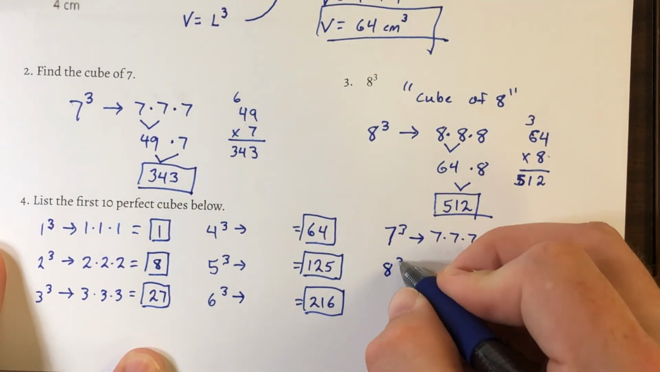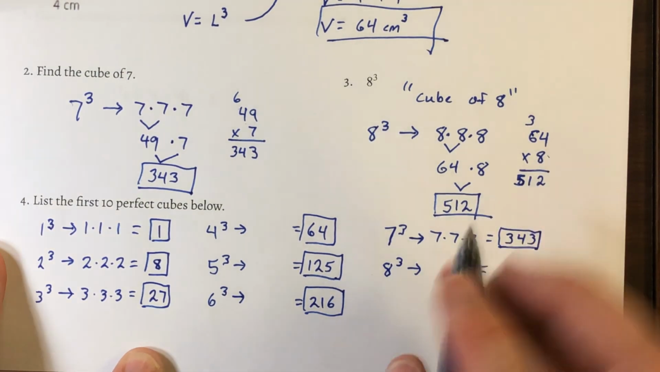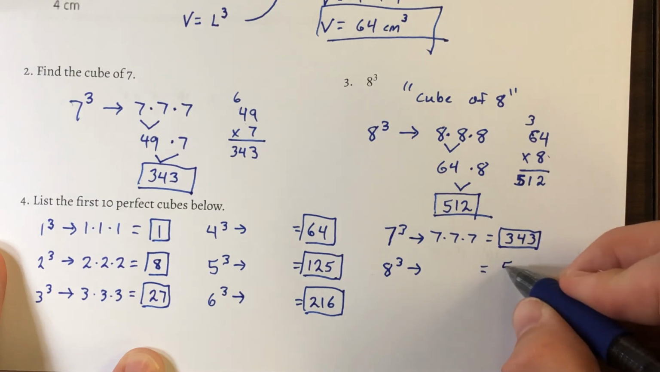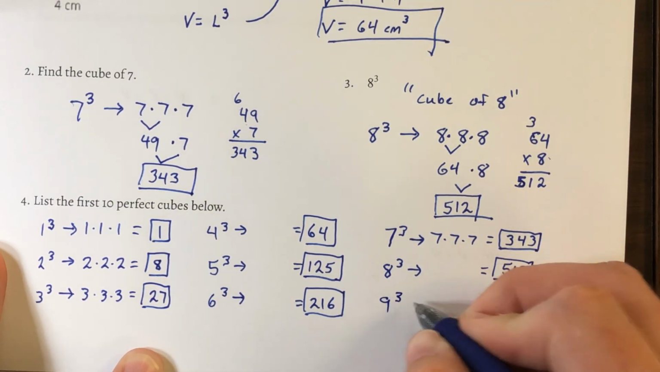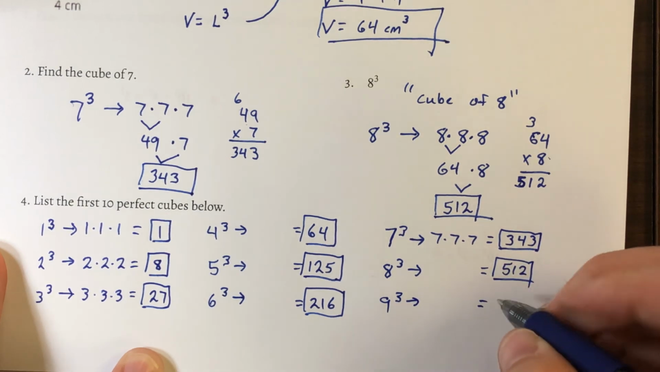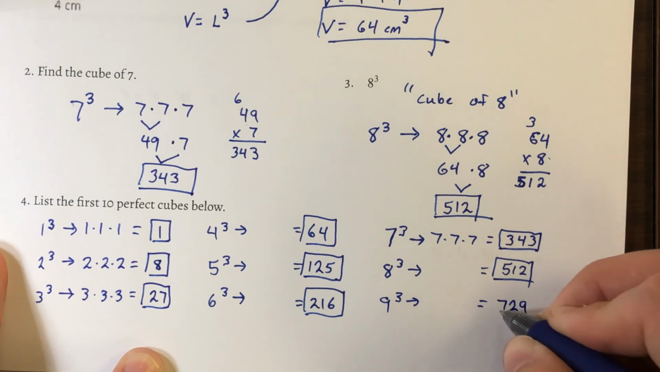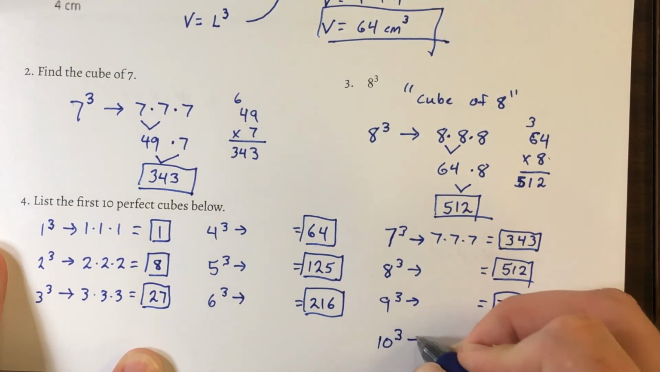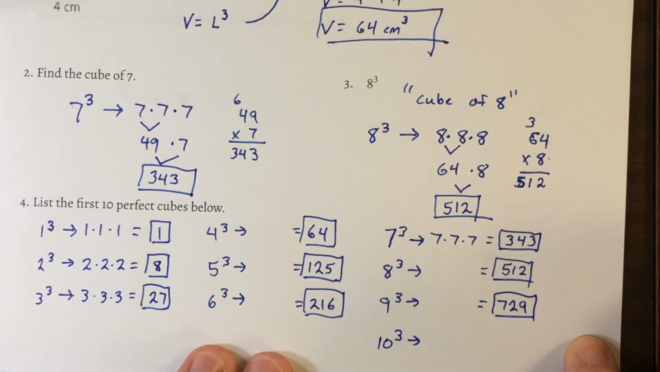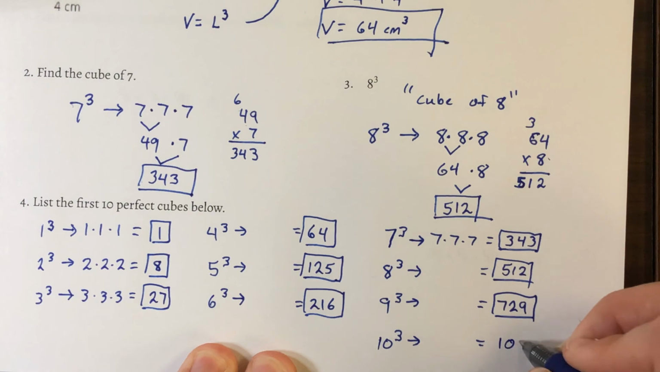Our eighth perfect cube, 8 times 8 times 8, you're going to get 512. For the ninth perfect cube, 9 times 9 times 9, you're going to get 729. And for the 10th perfect cube, you're going to do 10 times 10 times 10. You're going to get 1,000.